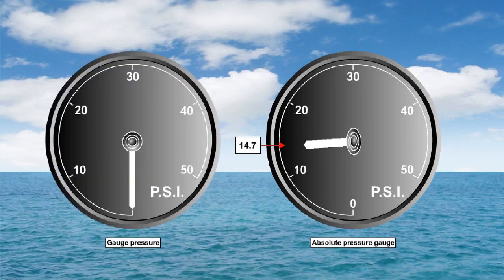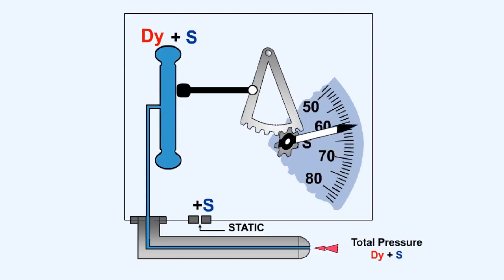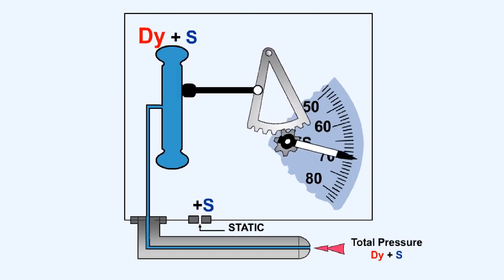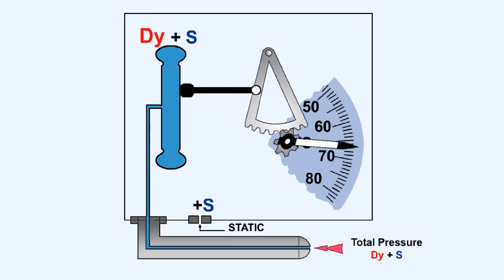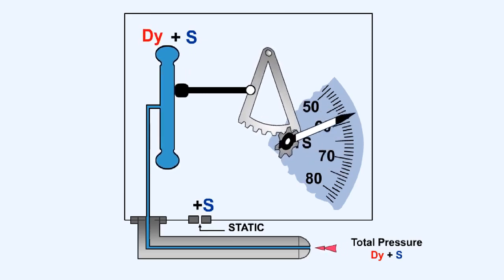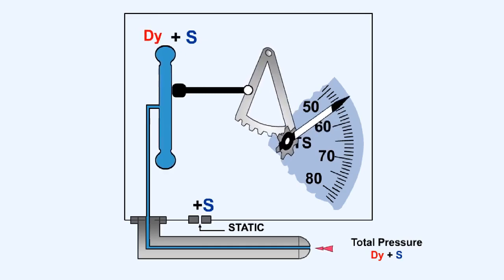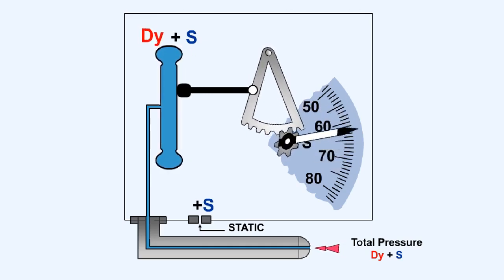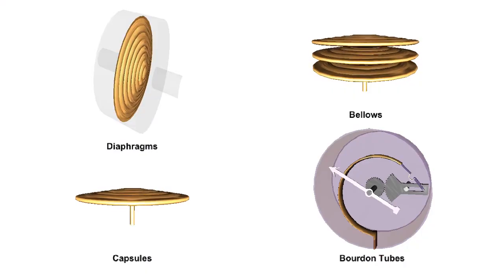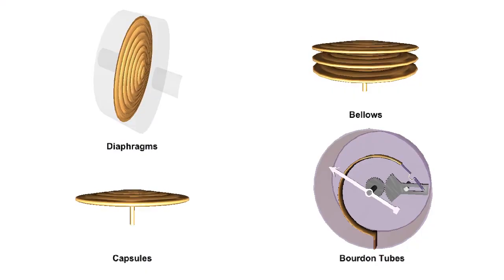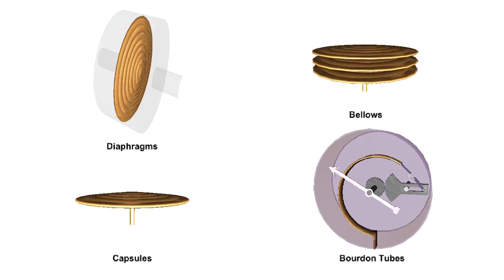The more usual pressure measured by most gauges is called gauge pressure. Gauge pressure reflects an adjusted pressure that reads zero at the Earth's surface. Elastic pressure sensing elements are used to measure pressure. Forces are produced within the elements by applied pressures, and these forces are converted to mechanical movement. The mechanical movement is then used to operate either a direct reading gauge or an electrical transmitter. The sensing elements commonly used are diaphragms, capsules, bellows, and Bourdon tubes.